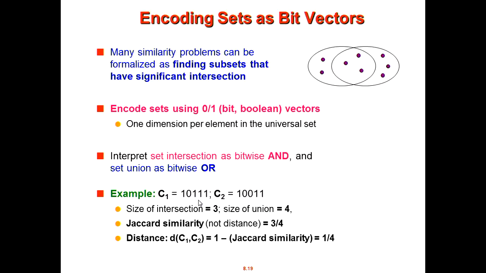It's easy to compute the intersection by using the AND operator, and also easy to compute the union of the two sets by applying the OR operator to the two vectors. So the Jacob similarity is the size of the intersection, 3, divided by the size of the union, which is 4. So the similarity is 0.75. And the Jacob distance, 1 minus this similarity, is 0.25. Okay.